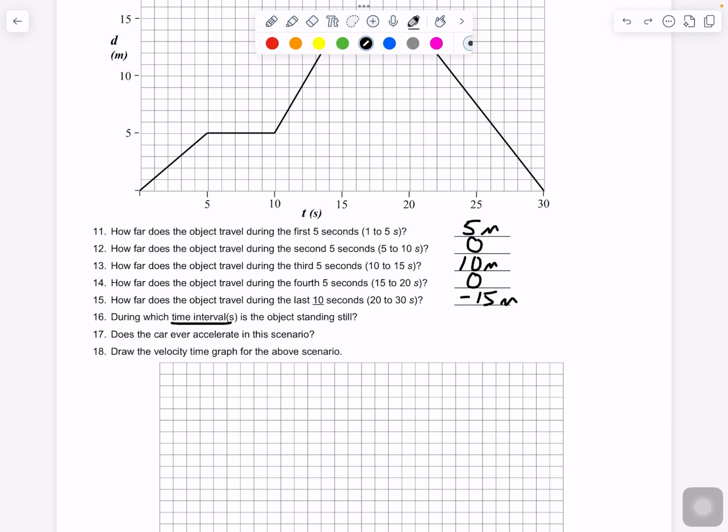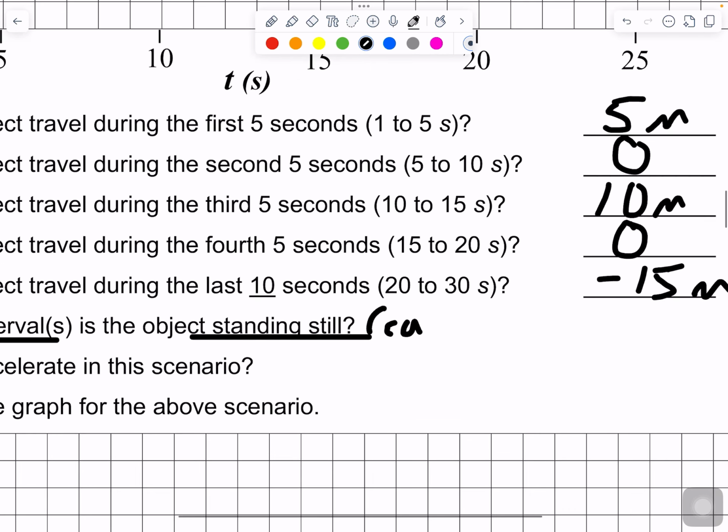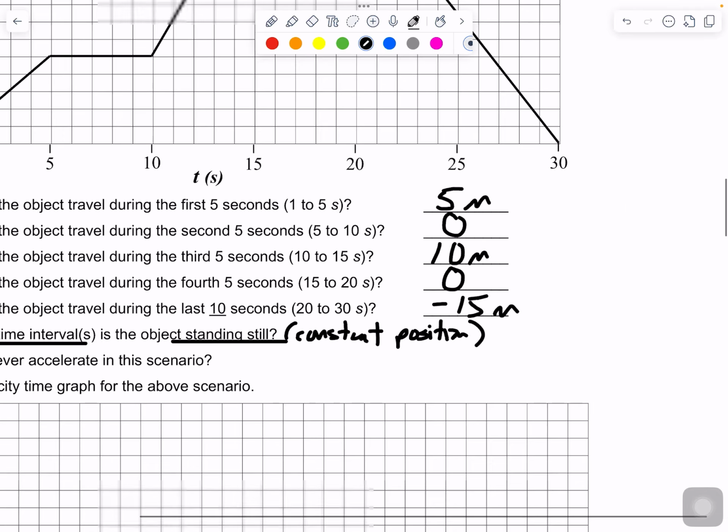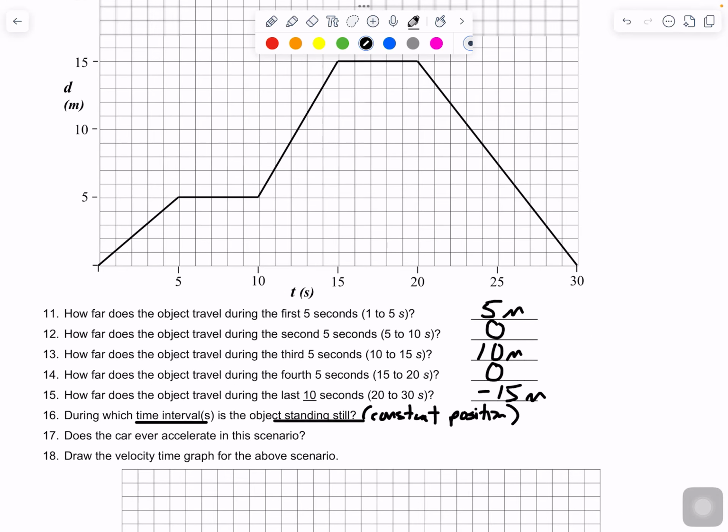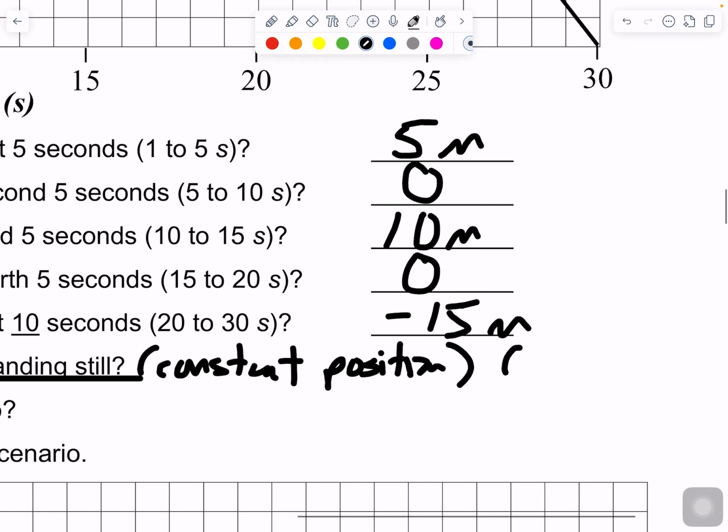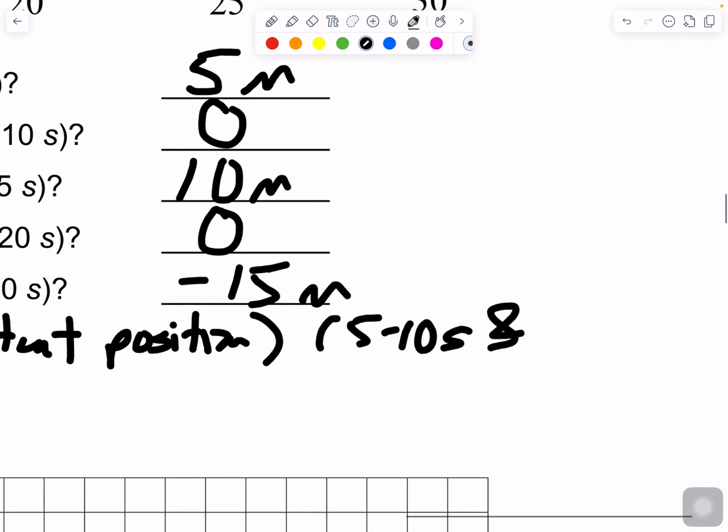During which interval is the object standing still? This means constant position. Constant location. Well, the only place you have constant positions would be here and here. So in other words, from 5 to 10 seconds and from 15 to 20.